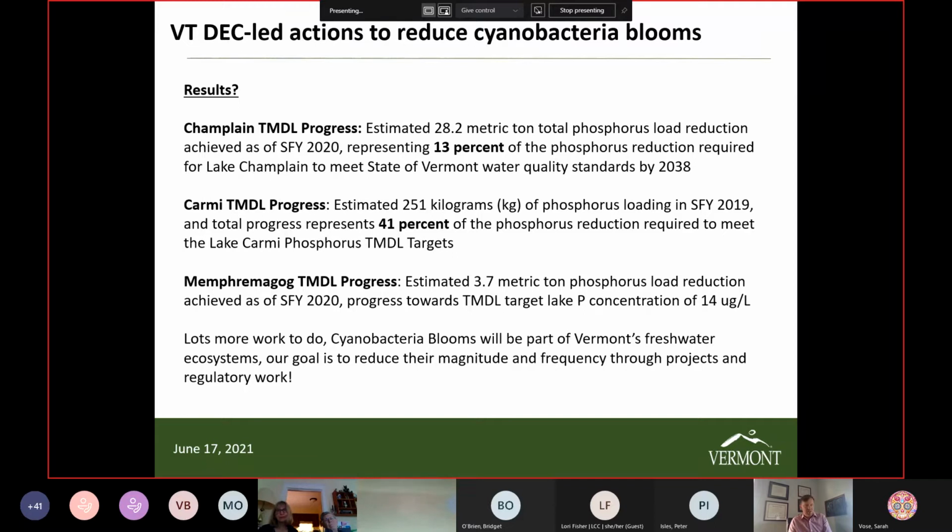So in conclusion, we are making a bit of progress. We'll continue to use clean water resources, both state, federal, and local funds, to achieve more results in terms of improving water quality. Lots more work to do, and I think cyanobacteria blooms will be a part of Vermont's freshwater ecosystems, but our goal is to reduce their magnitude and frequency through projects and regulatory work.